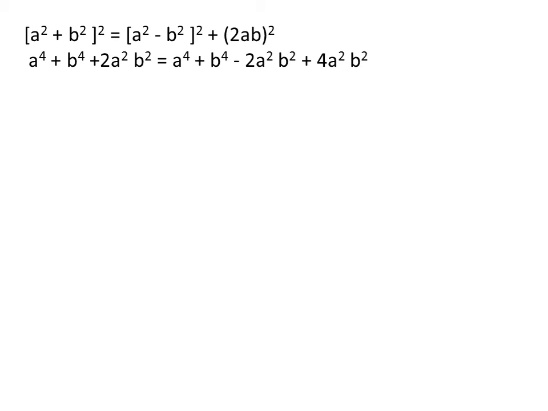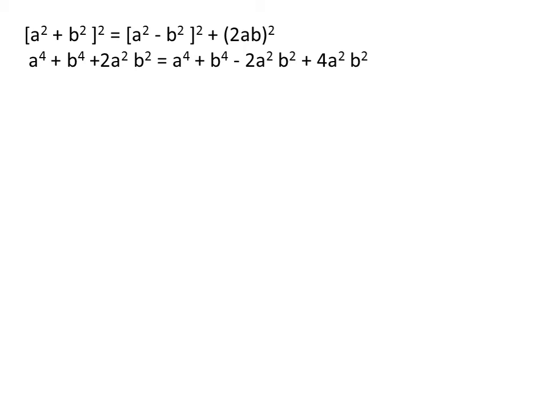हमने यहाँ पे फार्मूला यूज़ किया (A plus B) whole square which is equal to A square plus 2AB plus B square. So for (A square plus B square) whole square we get A4 plus B4 plus 2A square B square. And on the right hand side we expand the square of (A square minus B square), which will give us A4 plus B4 minus 2A square B square. And when we expand the square of 2AB it will give us 4A square B square.